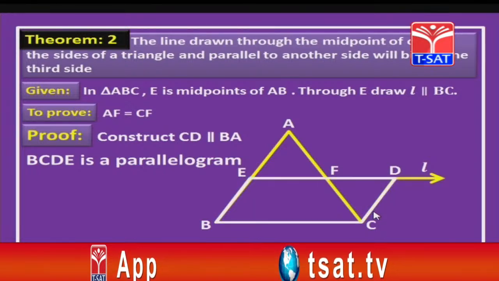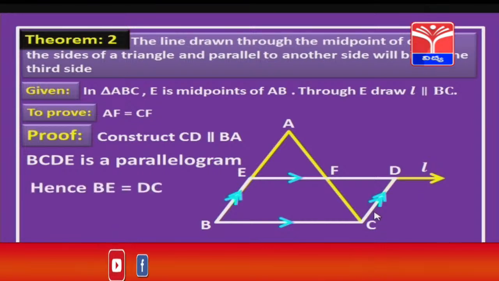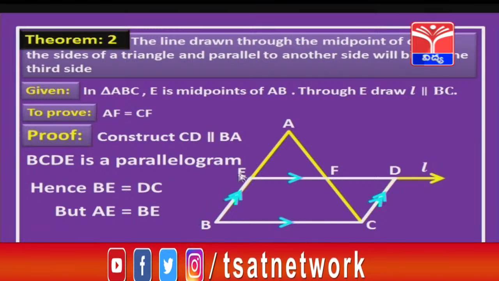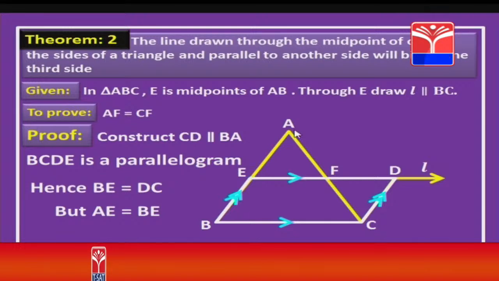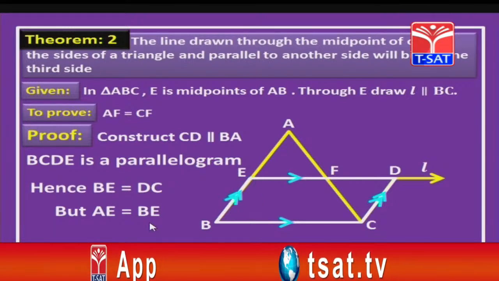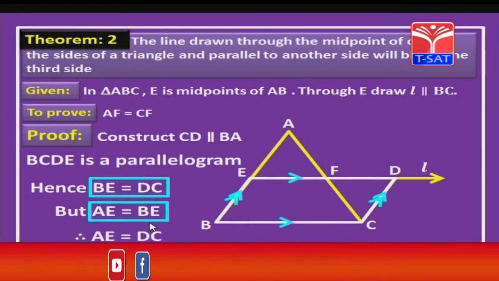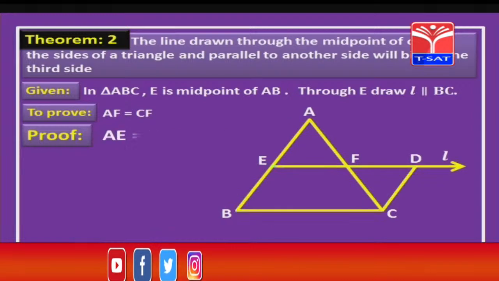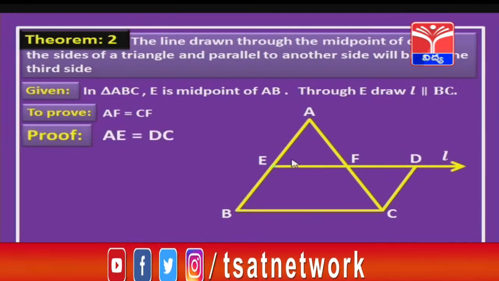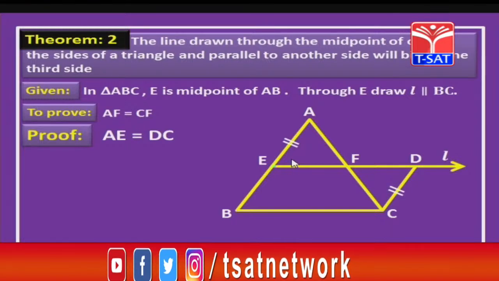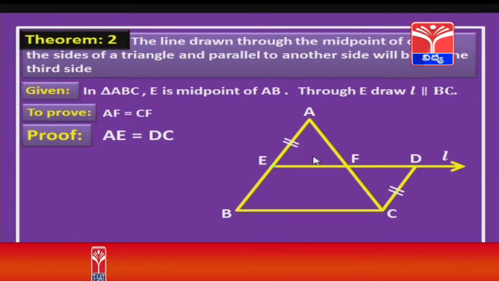Now, since it is a parallelogram, I can say that the opposite sides are equal, that is BE equal to DC. Also AE equal to BE, because it is given already E is the midpoint, it is exactly dividing it into two equal parts. So, that is why AE and BE both are equal here. Then, basing on these two conditions, I can write again AE and DC both are equal, that is AE, this part, and also CD, this part, both are equal.